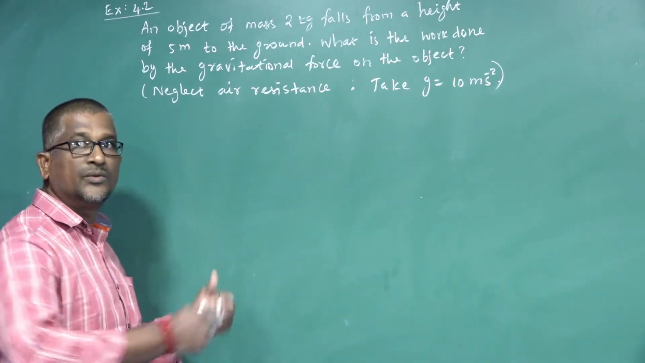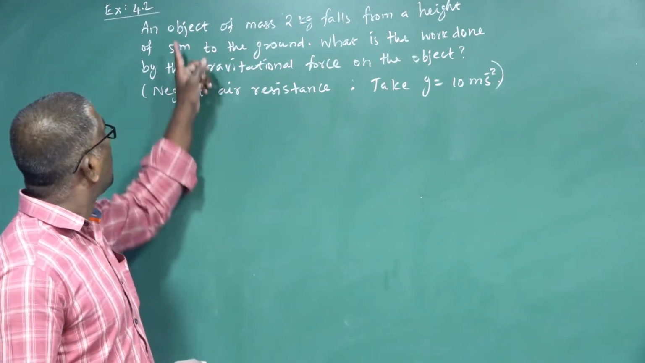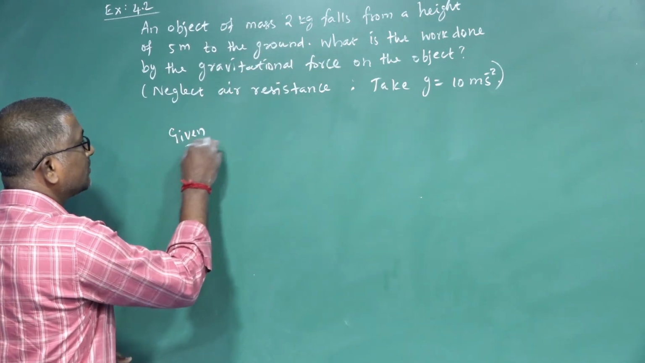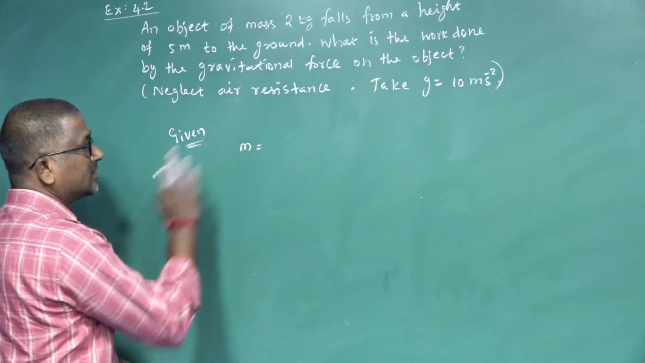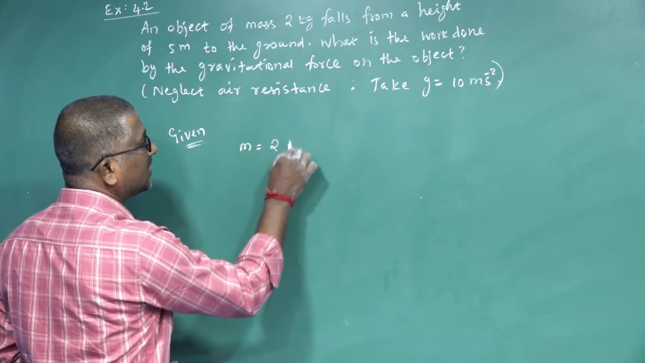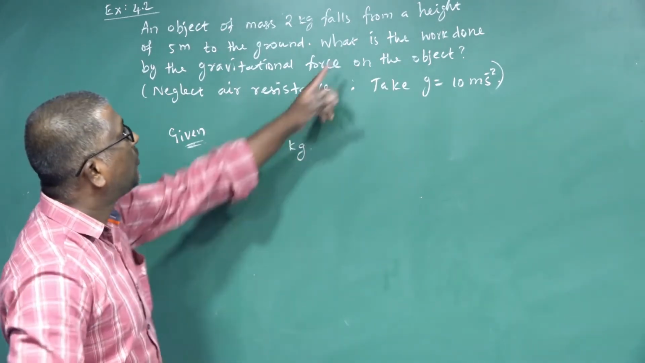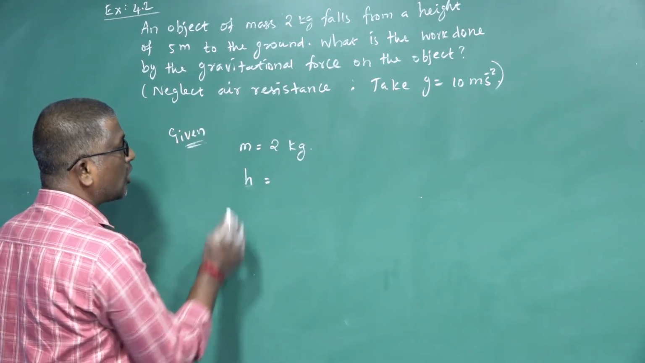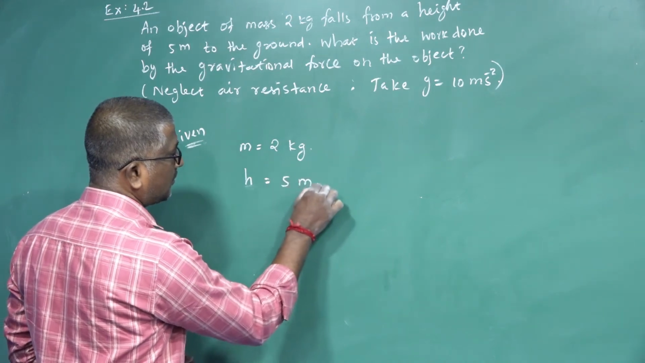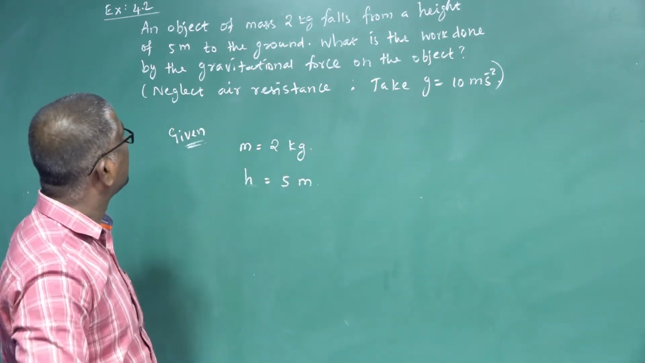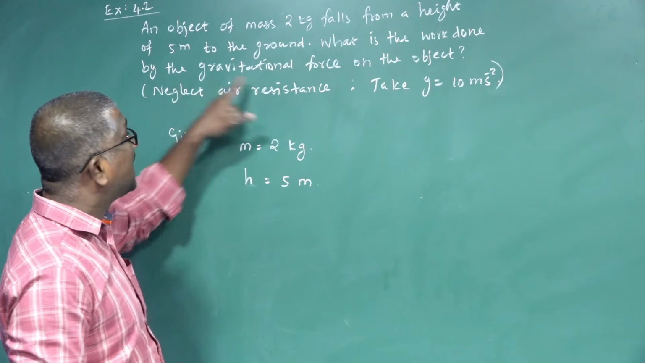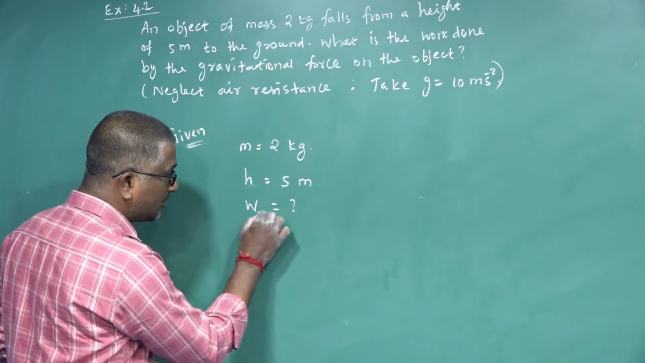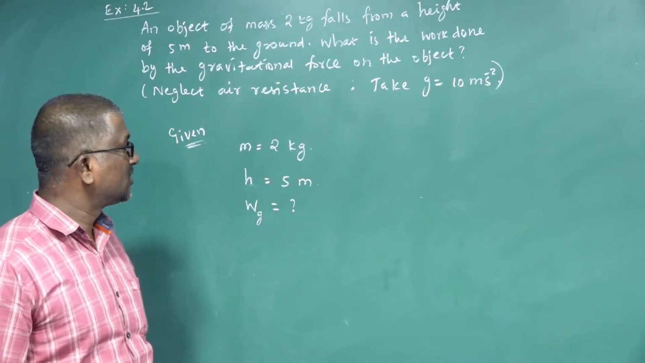Right. First we need to understand the question. The mass of the object is 2 kg, the mass value is given. First you list out all the given values. The mass of the object is represented by m, and that value is 2 kg. And it falls from a height of 5 meter. The height from which the object is dropped is 5 meter, taken as h. And what is the work done by the gravitational force? So we need to find the work done by the gravitational force.